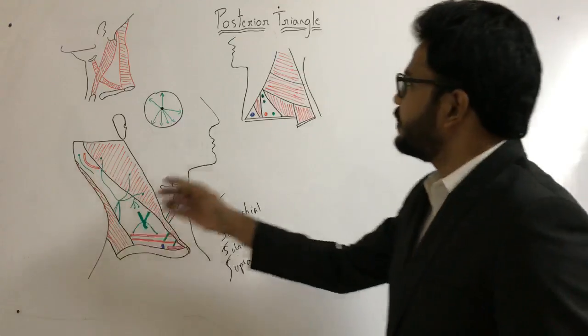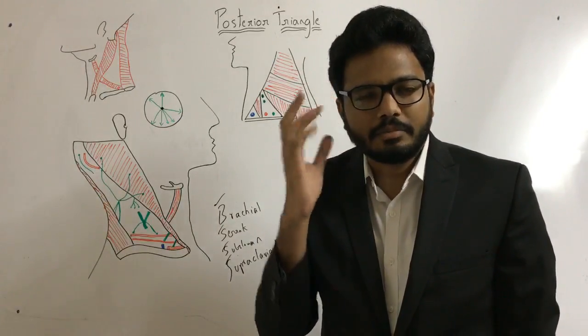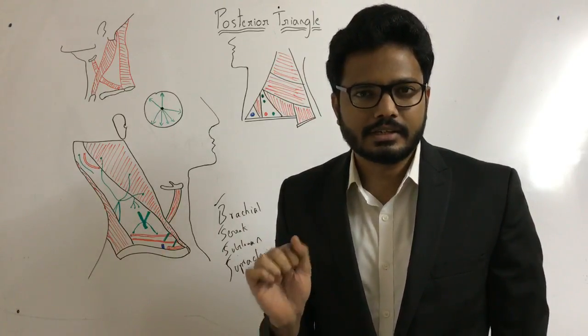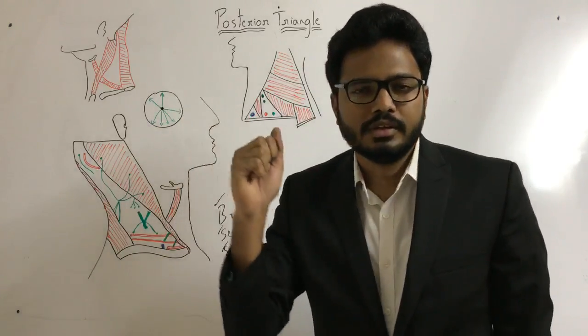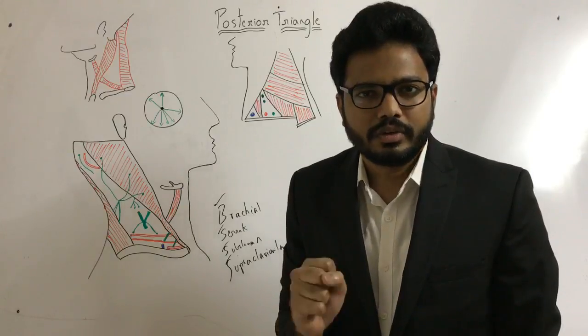Yeah. So, the posterior triangle. We have a lot of important points here. The boundaries are very important, and most importantly, the contents. In this context, we have the external jugular vein, and the tributaries of the external jugular vein and its surface marking are also very, very important.